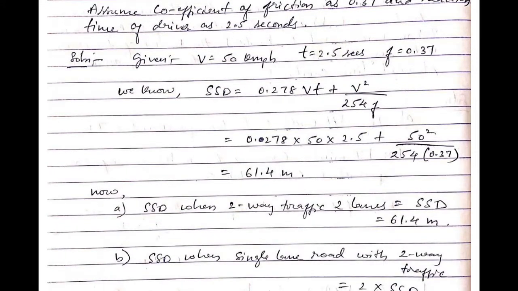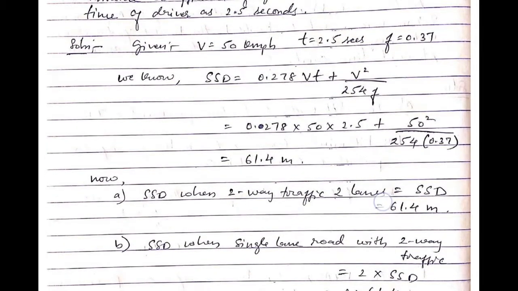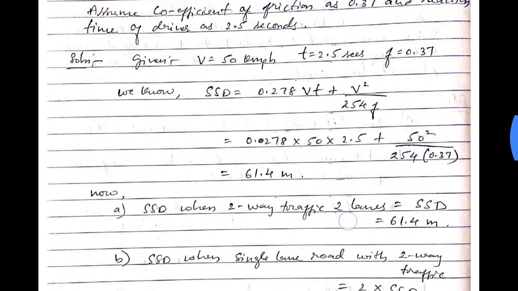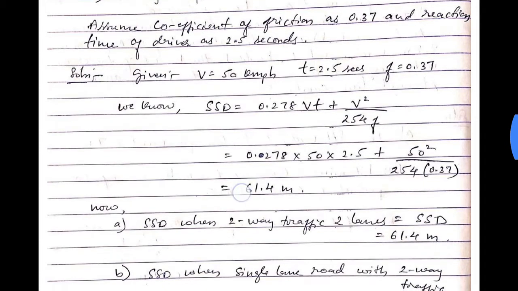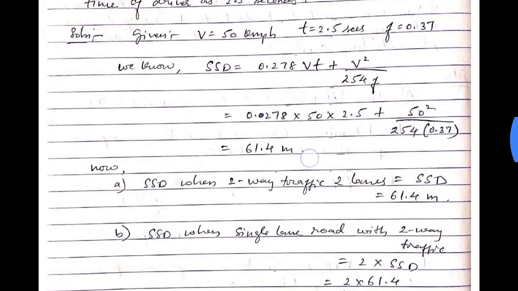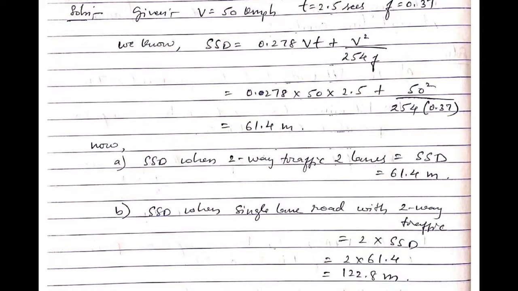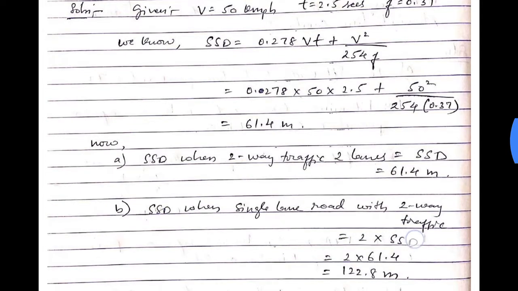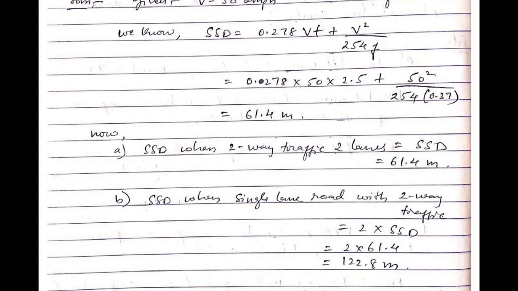Now we have two conditions. SSD when two-way traffic on two-lane road. In the case of two-way traffic on two-lane road, the SSD would be different for each of the lanes, and hence it would be directly equal to our found out value. Now in the second case, the SSD when single lane road with two-way traffic. Since two-way traffic exists in the same lane, we need to provide SSD for both the directions for the same lane. So it will be 2 into SSD. So 2 into 61.4 should give us 122.8 meters.